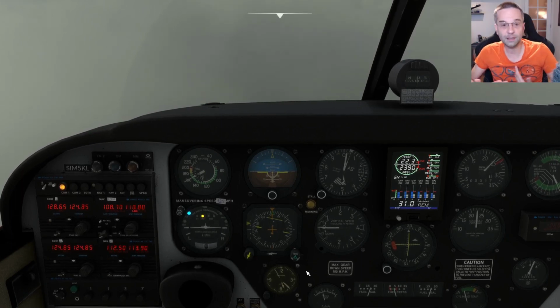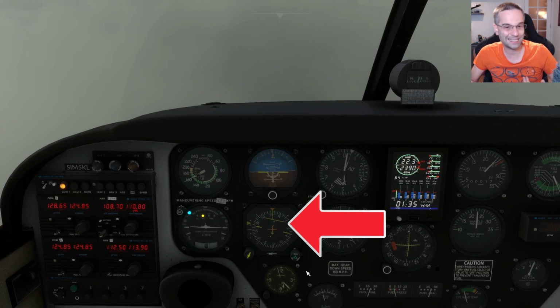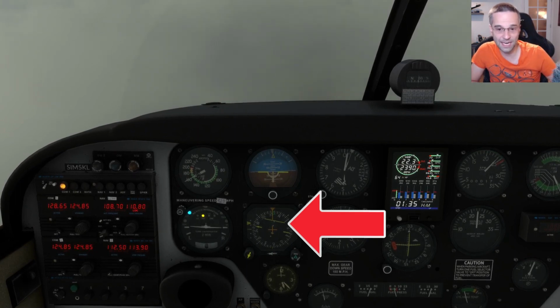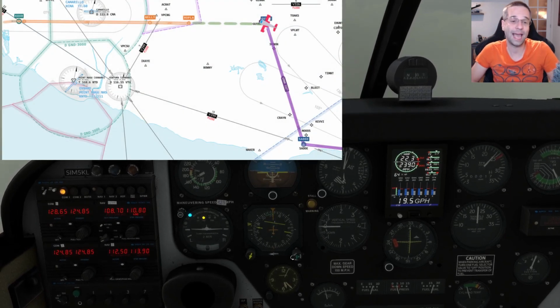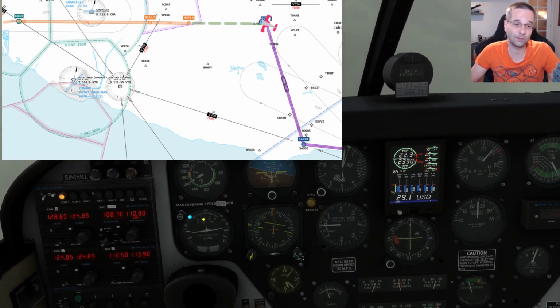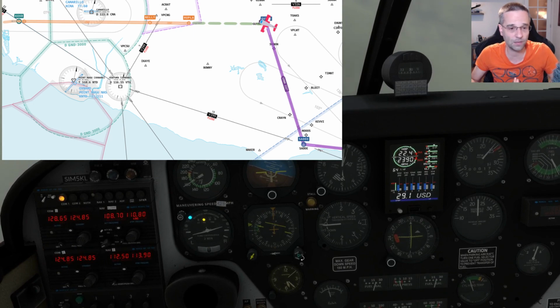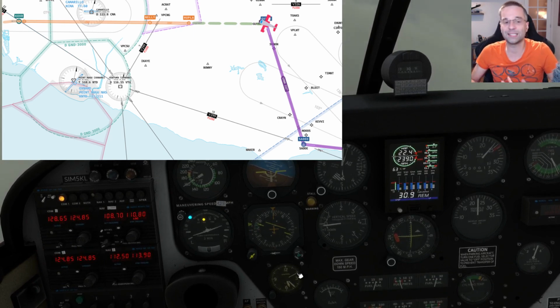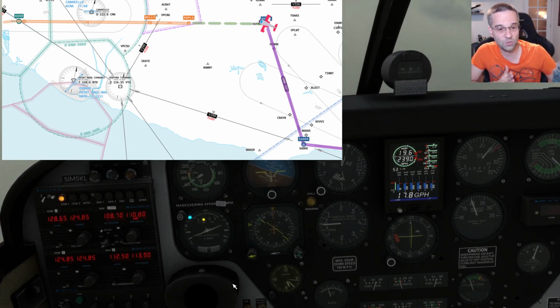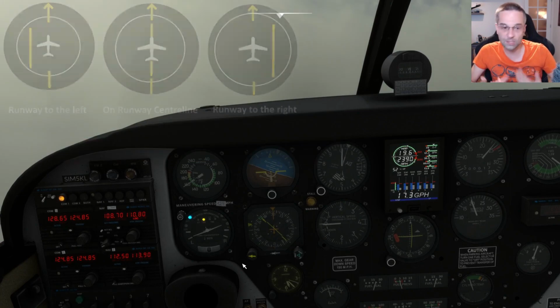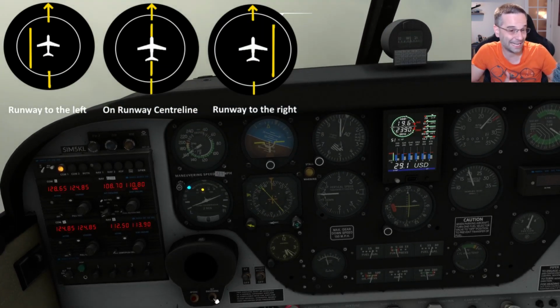Okay, so our final approach course of 256 is starting to move towards the center of the HSI, so I can start my turn towards that heading now. And this works exactly like trying to fly a course to or from a VOR. When it comes to the ILS though, the yellow CDI needle really just represents an extended runway centerline all the way out to where we are. And our goal, just as always, is to keep it centered in the HSI.